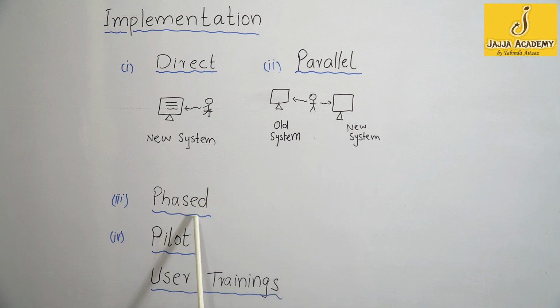The third implementation way is phased implementation. In the phased implementation, parts of the system are implemented from time to time until the whole system is implemented. The last technique is pilot implementation. In this implementation technique, the whole system is implemented but not for all users, for a selected group of users. After the implementation of newly developed software, a variety of methods or tools are used to provide training to the users so that they get familiar with the new system and ensure its efficient usage.